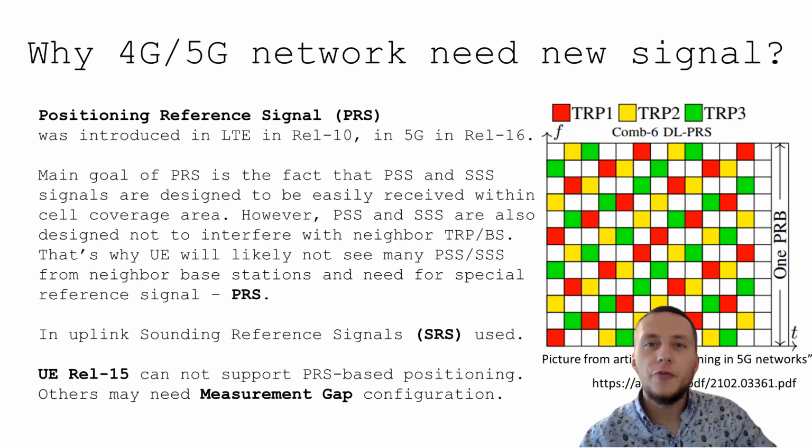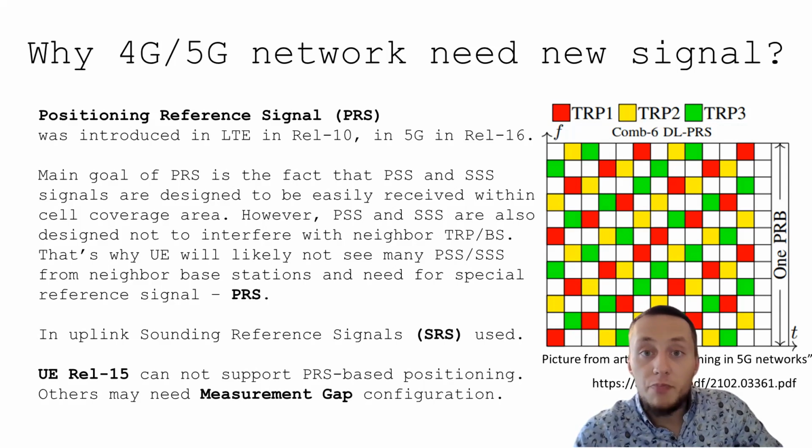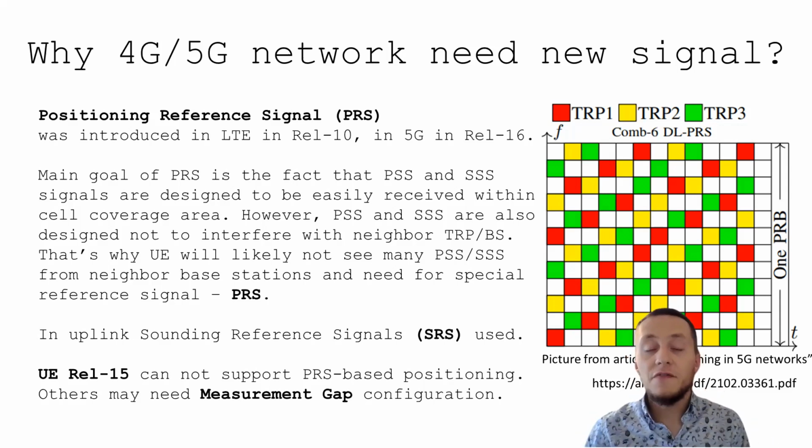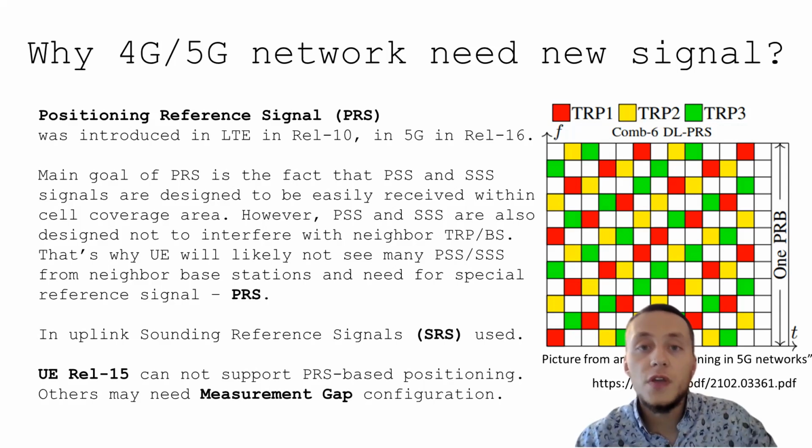So let's try to figure out why 4G and 5G networks need a new signal for positioning purposes. To be honest with you, I had never heard about positioning reference signals before, but I was really impressed that the signal was introduced in release 10 in LTE. I think at that time there were not so many cases for positioning, for localization. That's why not many of us even heard about that signal. But in 5G, in release 16, it was also introduced. And let's try to think for what purposes.